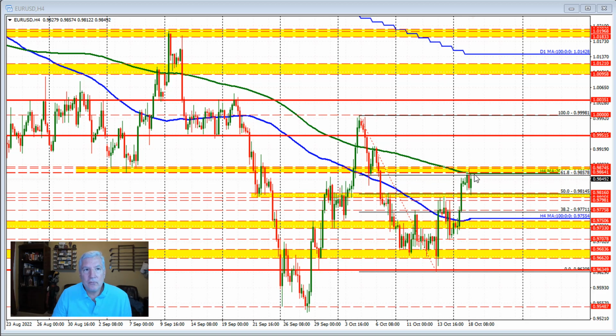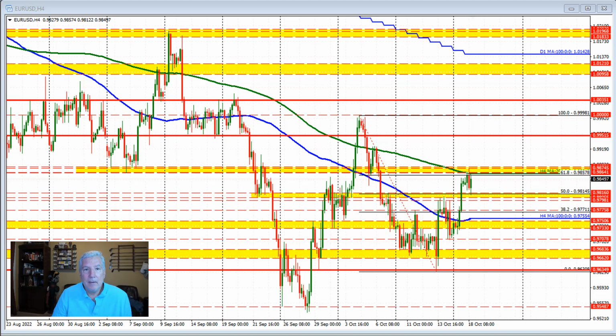The buyers are trying to keep control here, but they do need to get above the 200 bar moving average and above the swing area to open the door for further upside for the Euro versus US dollar. Some risk on sentiment is helping the pair move to the upside as U.S. stocks continue their surge to the upside.